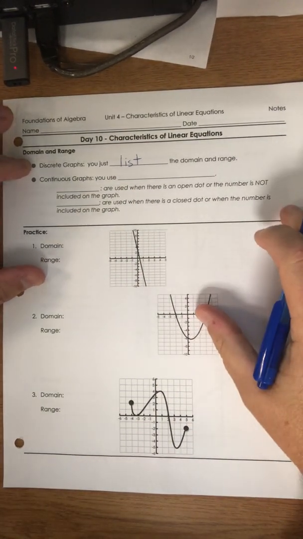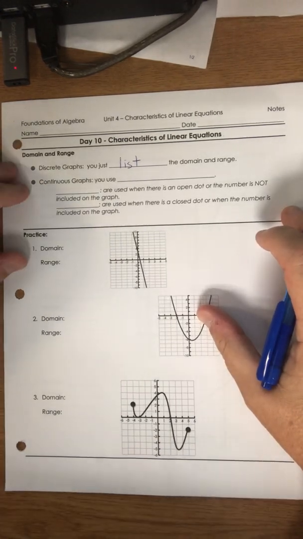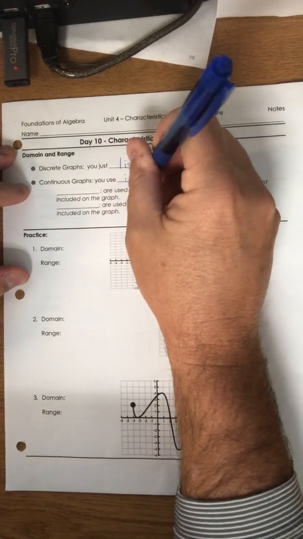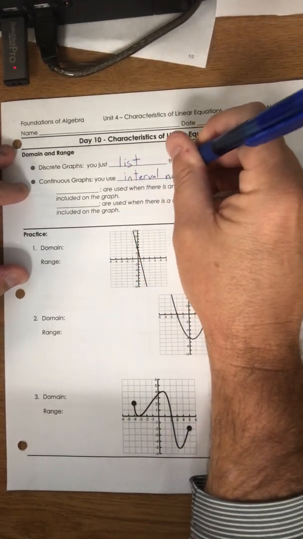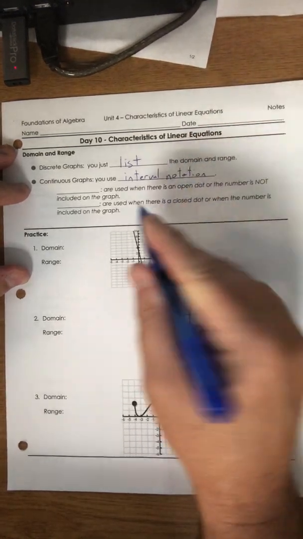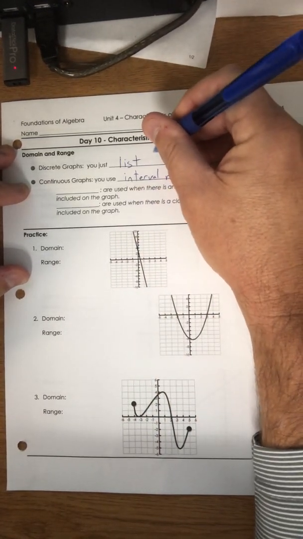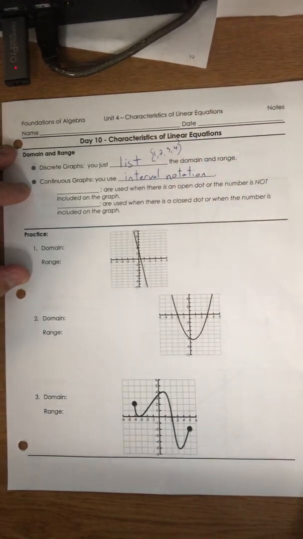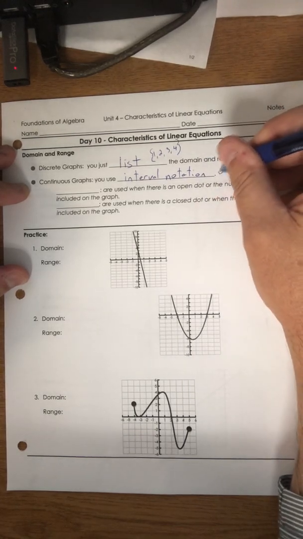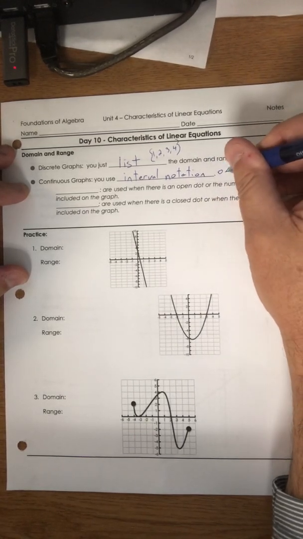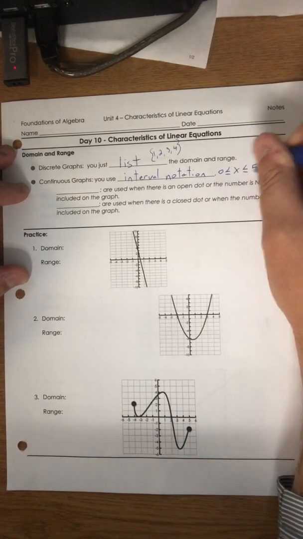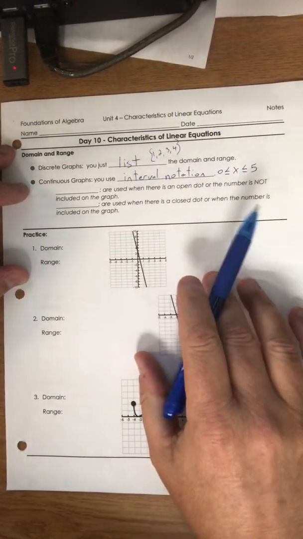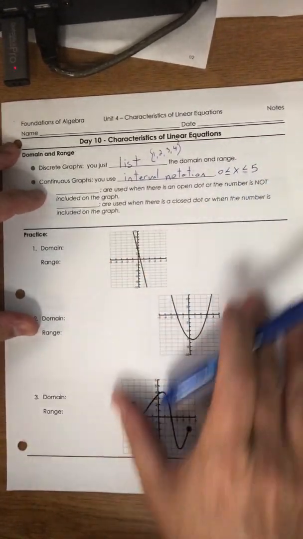And I don't know if we'll actually get to it in the rest of these notes or not, but we will talk about that eventually. Continuous graphs, you use what's called interval notation. So a list would look something like 1, 2, 3, 4. We're just listing numbers. And then an interval notation would look something like that right there, that my domain is something from 0 to 5. But again, don't spend a whole lot of time trying to figure that out because I don't think we even use it in this worksheet.